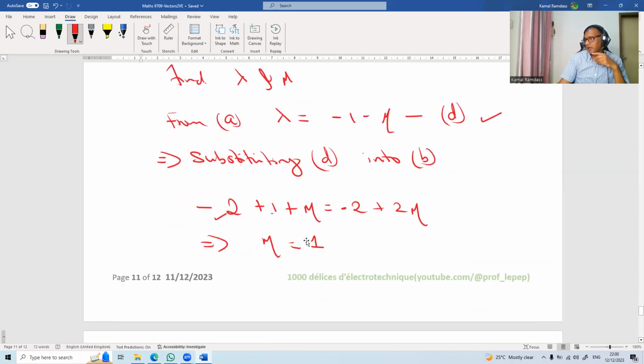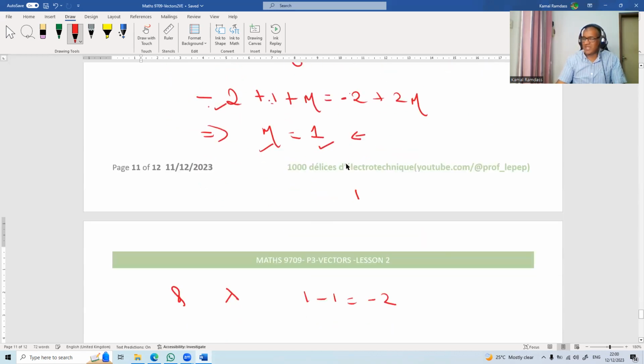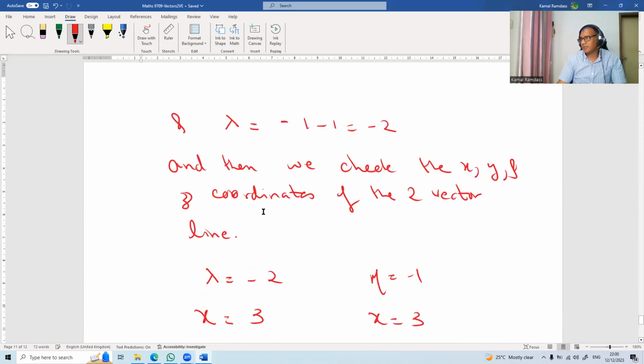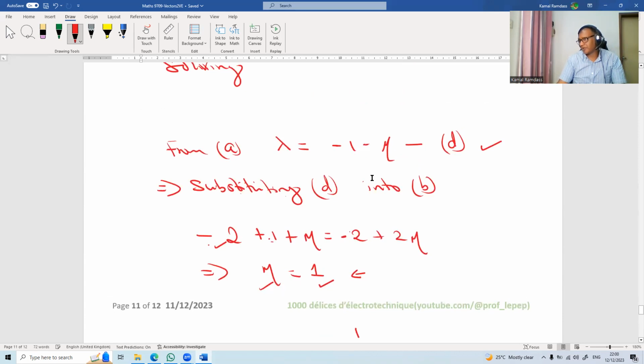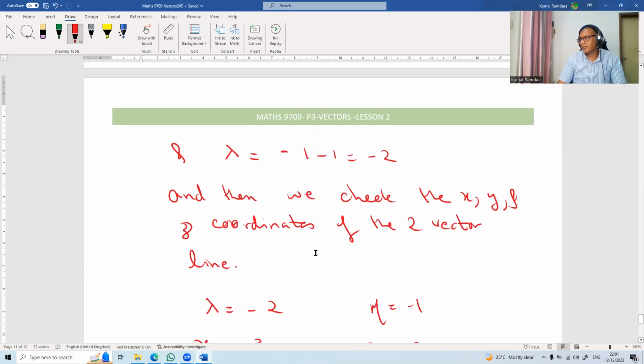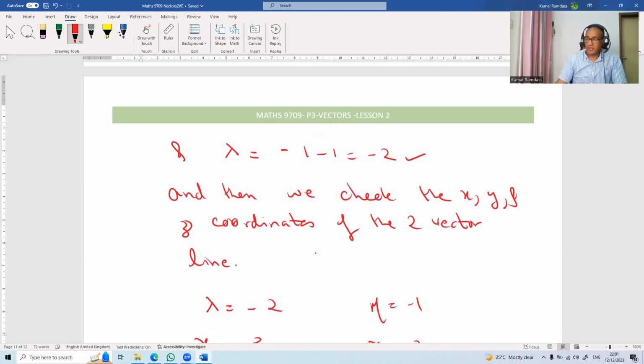Finalement, si je prends mu de l'autre côté, je gagne mu. Minus 2 plus 1, je gagne minus 1. Minus 1, je prends minus 2, là, ici, je gagne 1. OK? Mu is equal to 1. Ça veut dire, mon final answer. And lambda is equal to minus 1 minus mu. Ça veut dire minus 1 minus 1, et on gagne minus 2.